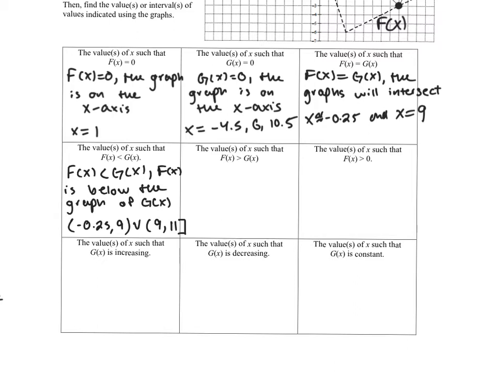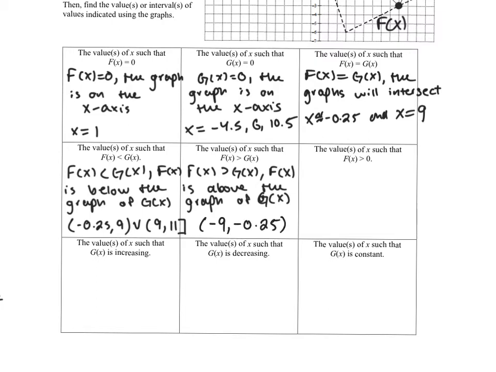The values of x such that f of x is greater than g of x. We have f of x is greater than g of x. Well, f of x is above the graph of g of x, okay? And it's over the interval negative 9 to negative 0.25, all right? Or you could say x is bounded between negative 9 and negative 0.25.